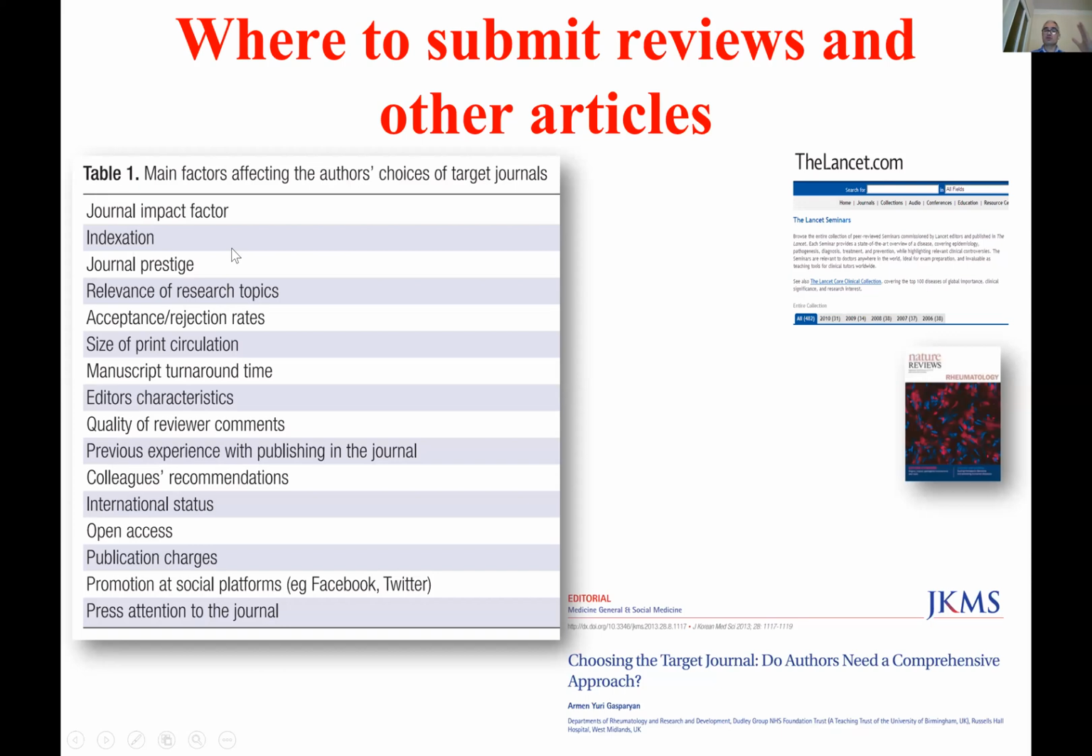First of all, we pay attention to journal impact factor and other metrics, indexation, journal prestige, acceptance and rejection rate. If the rejection rate is too high, 90%, 95%, like in Nature, there is no need to submit a paper of specialist interest. We should also take into account the size of circulation, but unfortunately, nowadays print circulation is going down because of open access. And we should pay more attention to manuscript turnaround time.